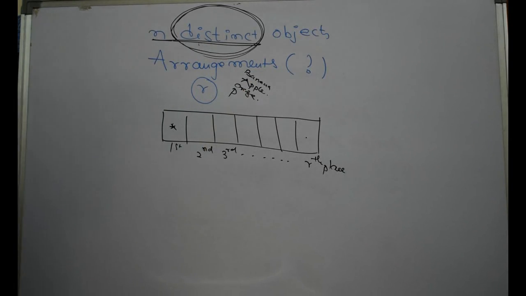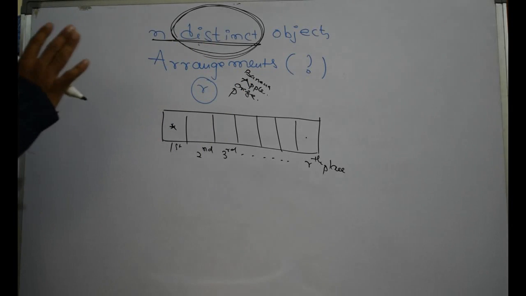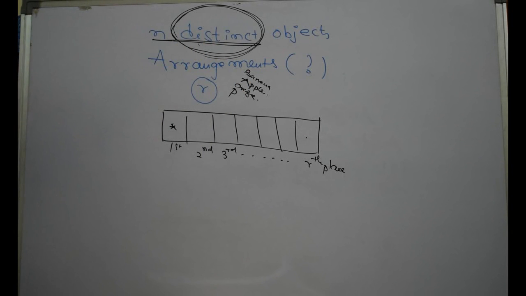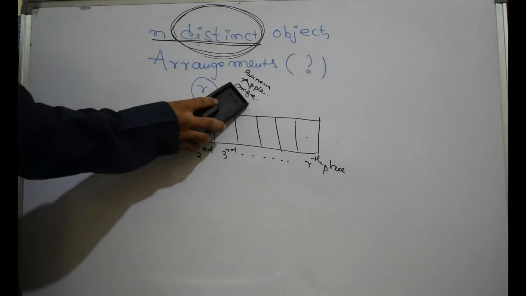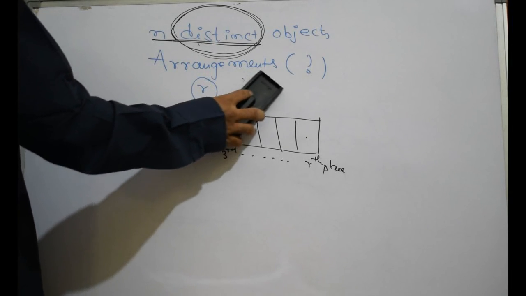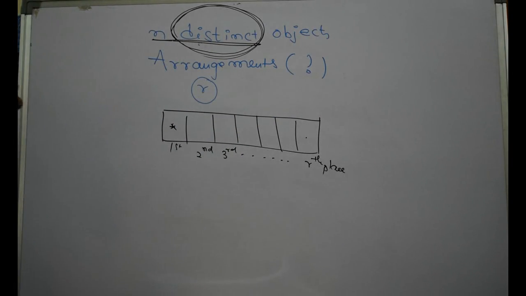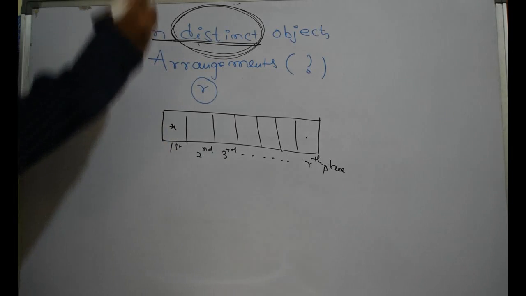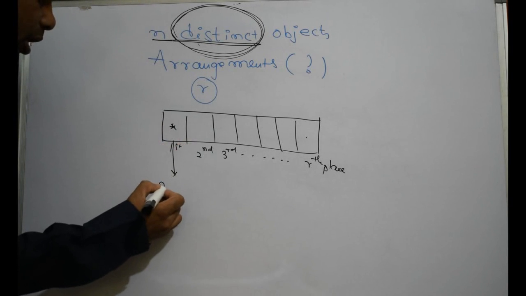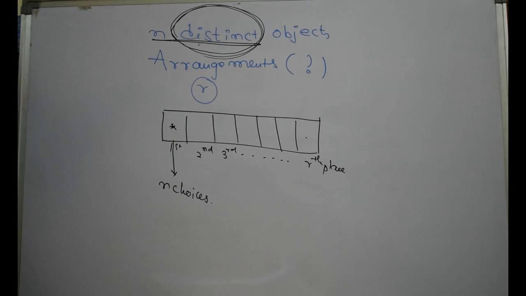So 4 choices. Any one of that fruit will be placed in the first place. So we have 4 choices in the initial stage, because of 4 objects available to us. Now here, how many objects we have? N distinct objects, out of which 1 object we can place here in the first place. So how many choices we have? N choices. Any one of the objects you can arrange in the first place.